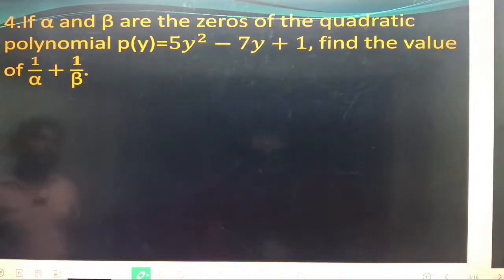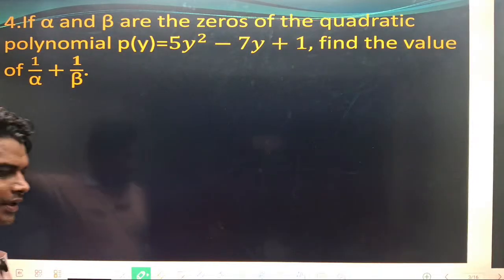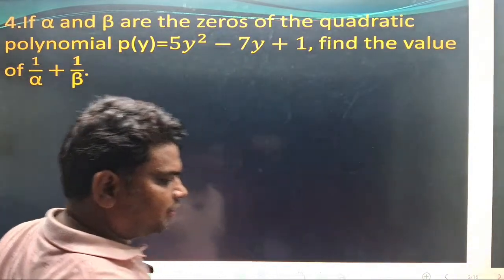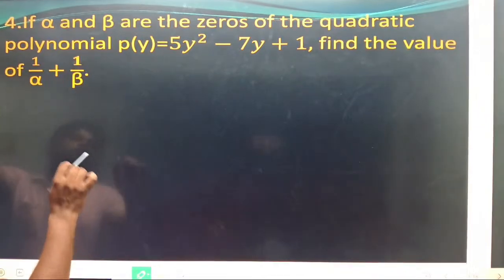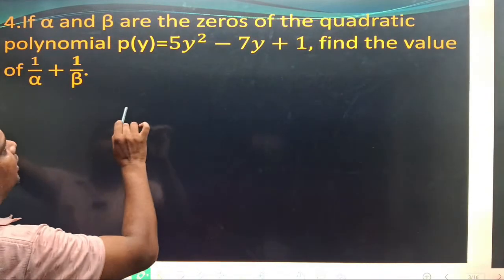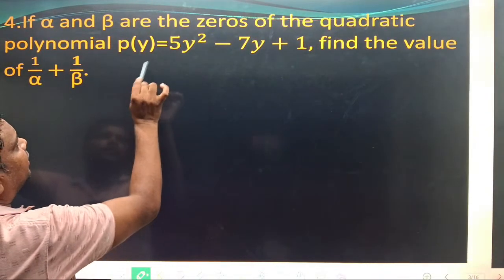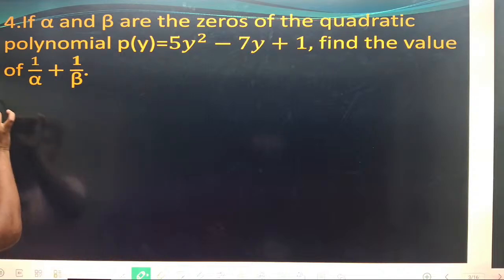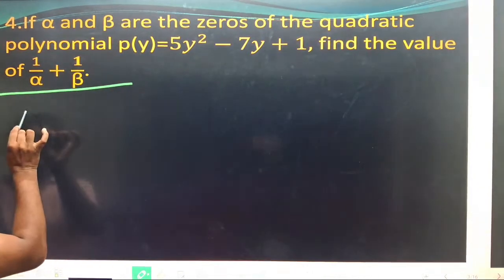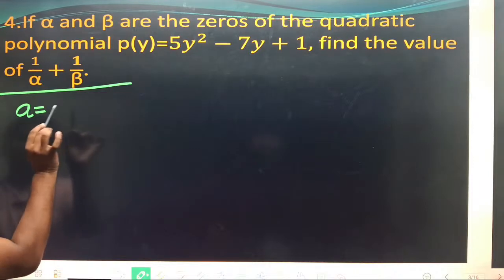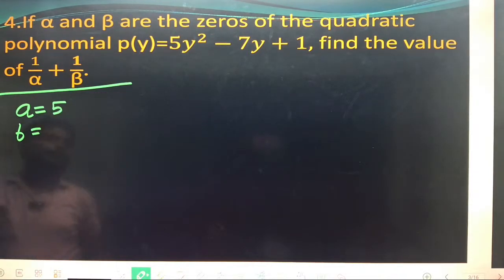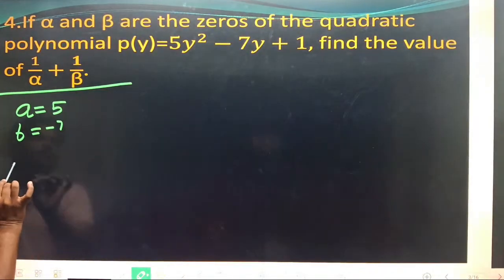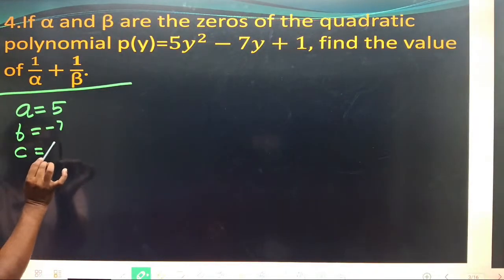Welcome Akanksha Maurya. You said very good. You see here, in this question the coefficient of y squared is a. A is 5, b is minus 7, and c is equal to 1.